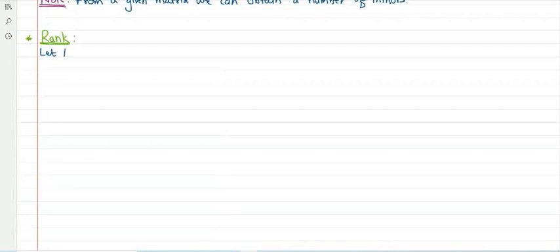Let A be a non-zero matrix. What is the meaning of this first statement? That means that matrix A has at least one non-zero element. Is it clear? A is a non-zero matrix, that means matrix A has at least one non-zero element.